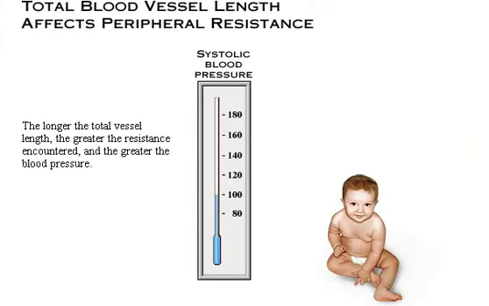In addition to vessel diameter and blood viscosity, total blood vessel length also affects peripheral resistance. The longer the total vessel length, the greater the resistance the blood encounters in the vessels, and the greater the blood pressure. Click on the baby to see the effect of vessel length on blood pressure.